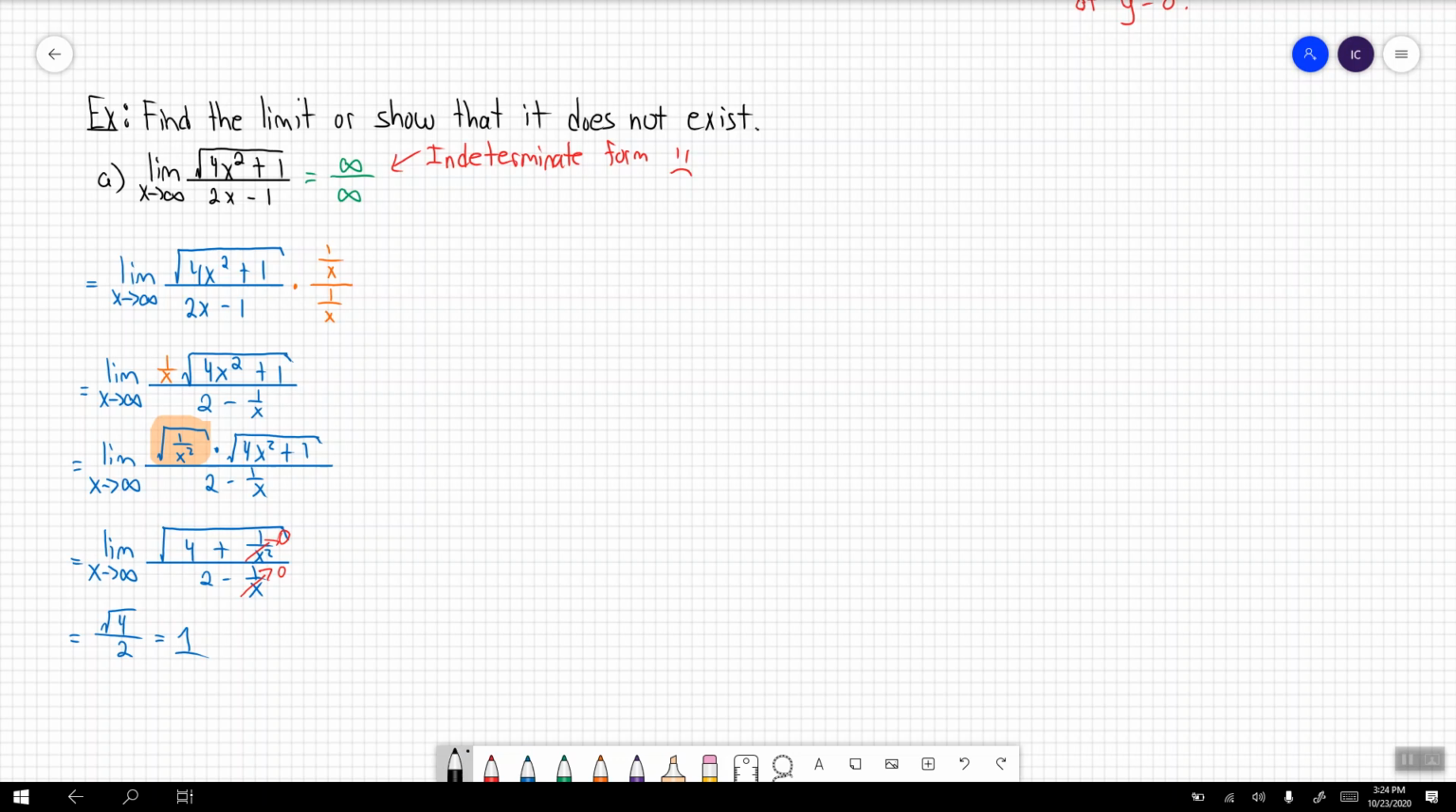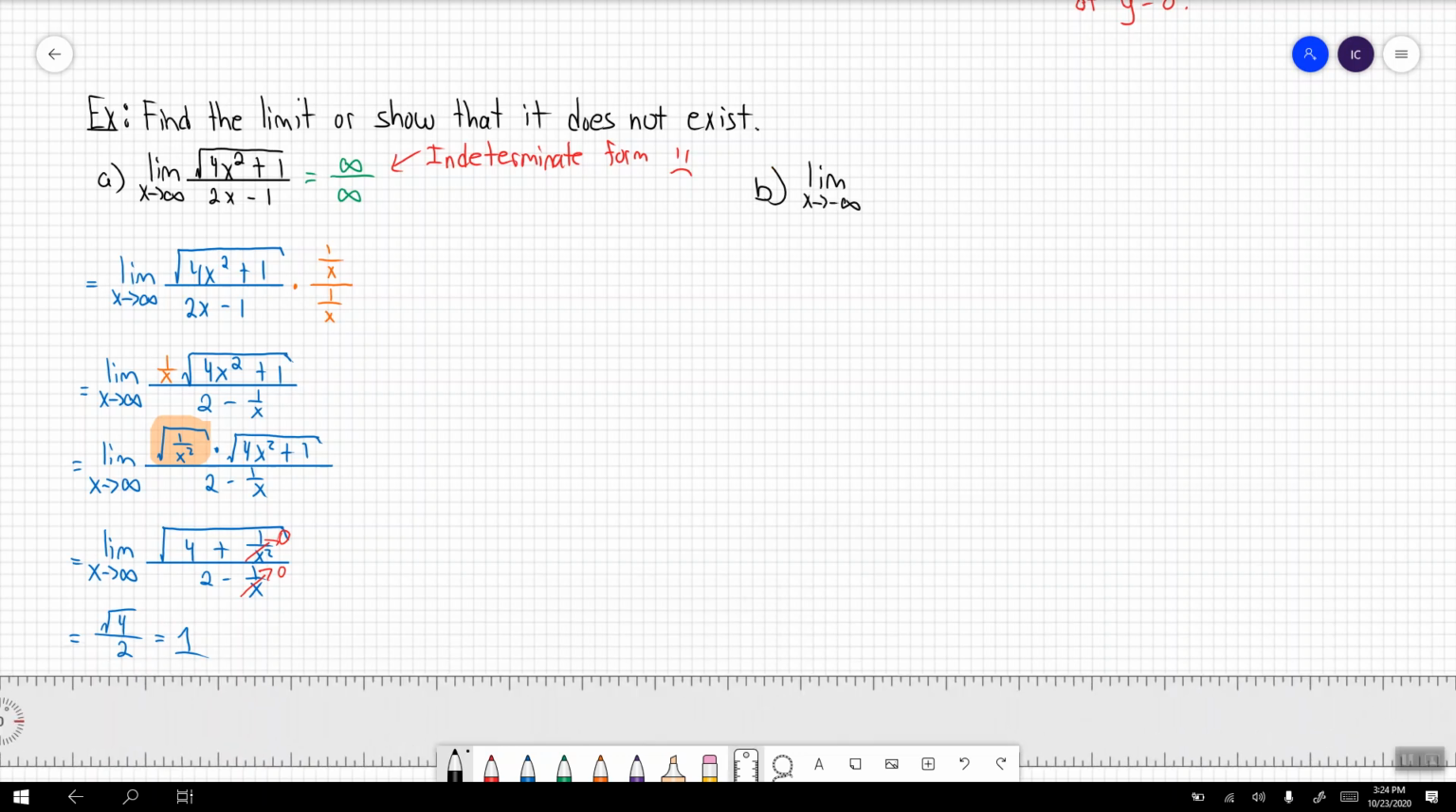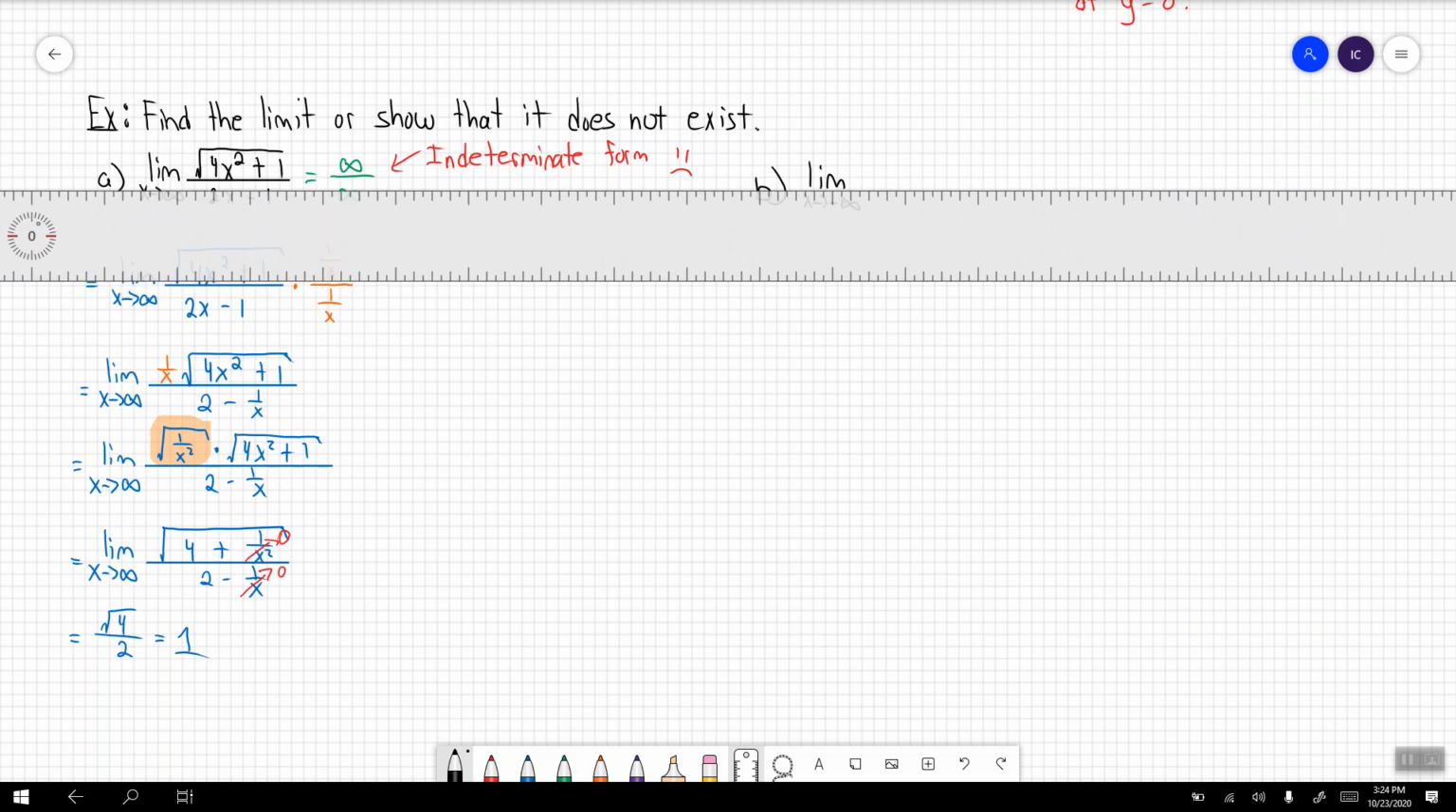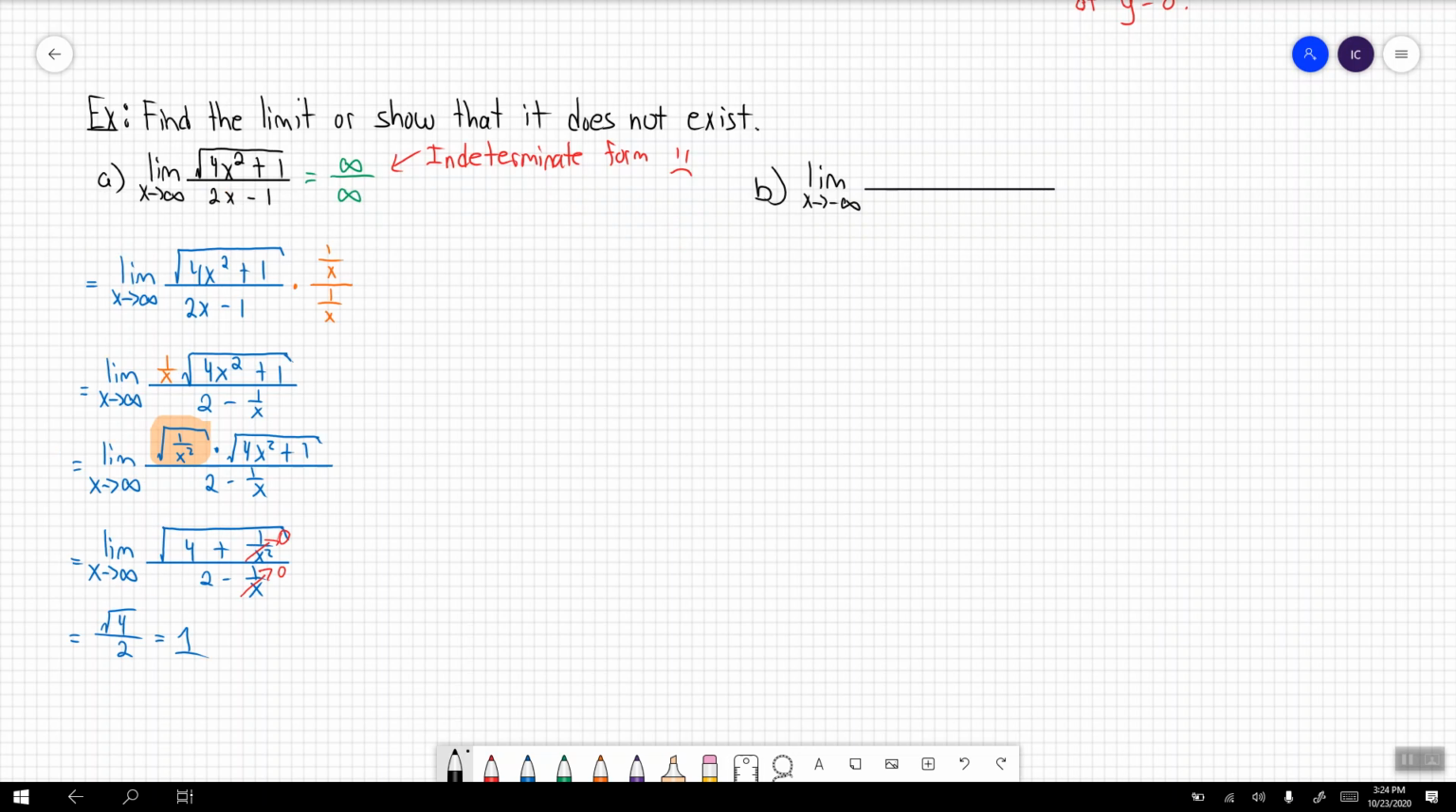Now, let's see what's going to happen for part B. So for part B, I'm going to have a very similar example to this. And this is going to be the limit as x is approaching negative infinity. And this is still going to be for the same function, 4x squared plus 1 divided by 2x minus 1.